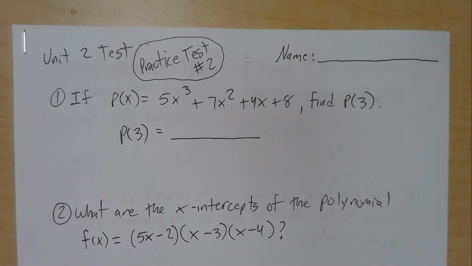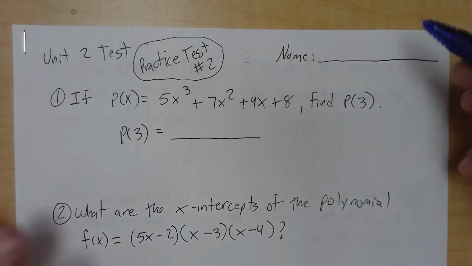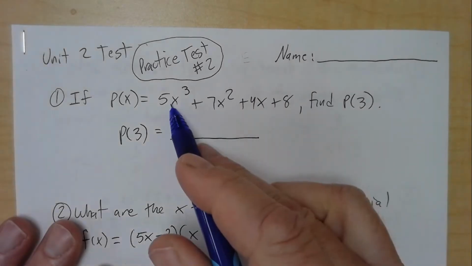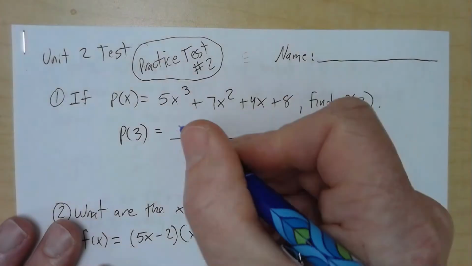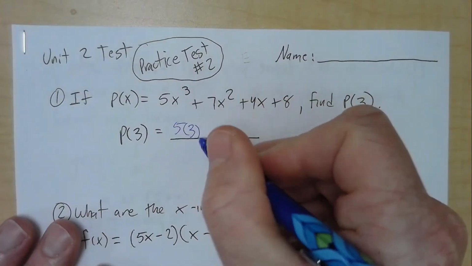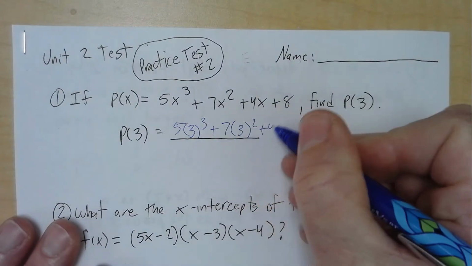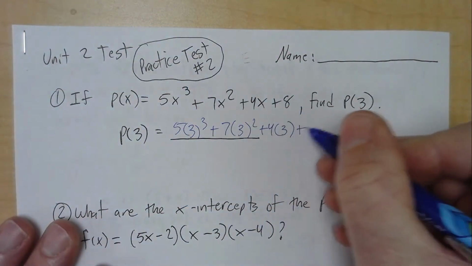All right, this is a second practice test over Unit 2. That way you get double the practice. Number 1, P of 3 means to put 3 in for x. So it's 5 times 3 to the third plus 7 times 3 squared plus 4 times 3 plus 8.